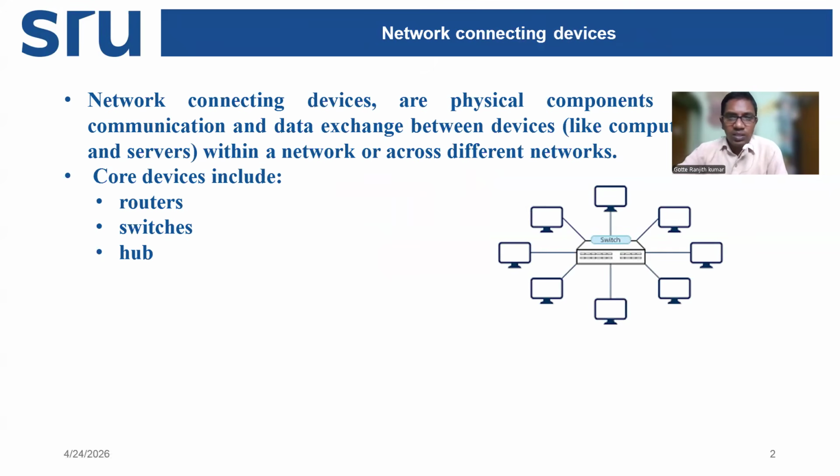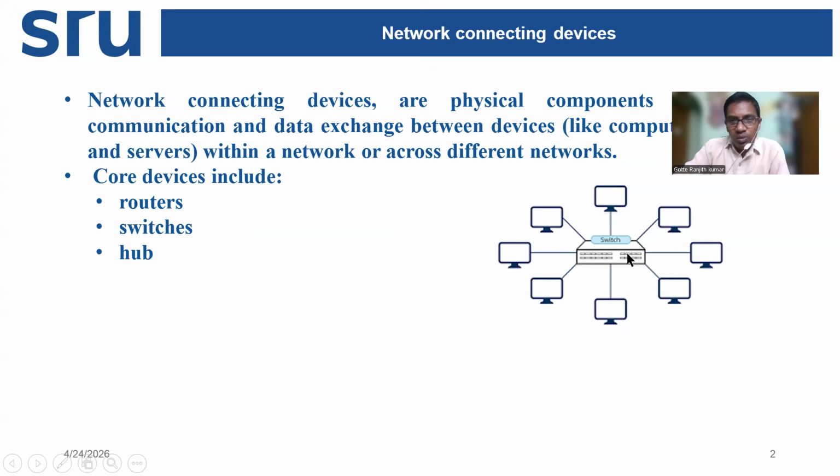Network connecting devices are nothing but some physical devices which are used to connect different end devices. This connection makes all end devices communicate with each other. For example, in this diagram, different end devices are there. When these end devices want to communicate with each other, they must be connected by using any of the network connecting devices. Many network connecting devices are there.